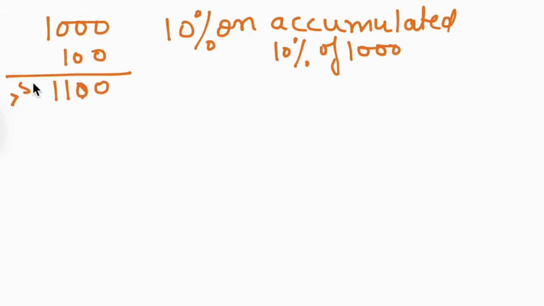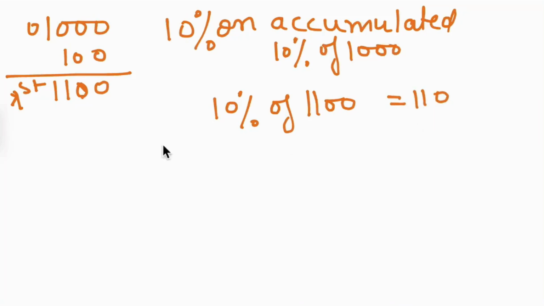But here 10% will be on the accumulated amount. So for the first year, it's the initial amount. Now in the second year, 10% will be of 1100, which is 110. So we will add 110 to it, or the bank will give you this interest, and now you will have this much amount. See, the interest has increased because gradually the amount is increasing, and so is the interest. Now this is exponential growth.